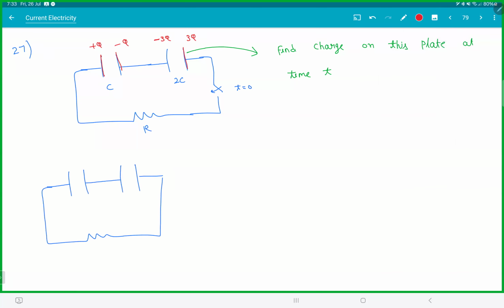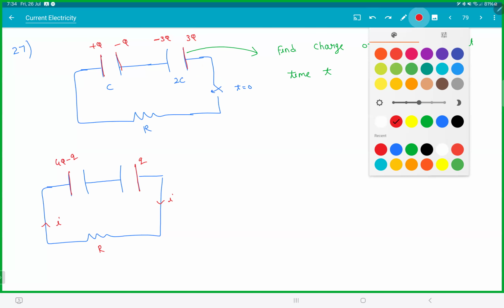This is how we play with this. Let this charge be q. Let the current be I. This is R. This is I. Now remember, the total charge on this plate and this plate is constant. That means on this plate, the charge should be 4q minus q. Agreed? Total charge is conserved. Whether it has decayed or not doesn't matter. This plate and this plate are isolated. The total charge has to remain constant.